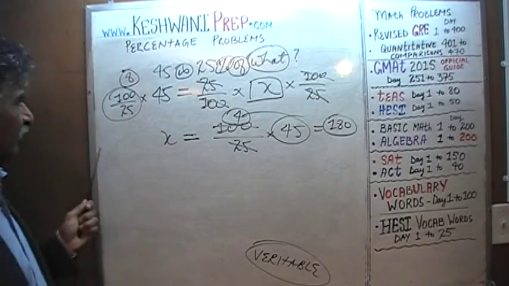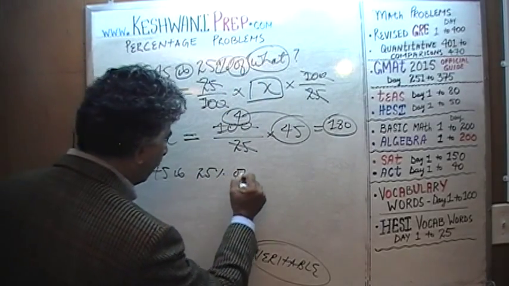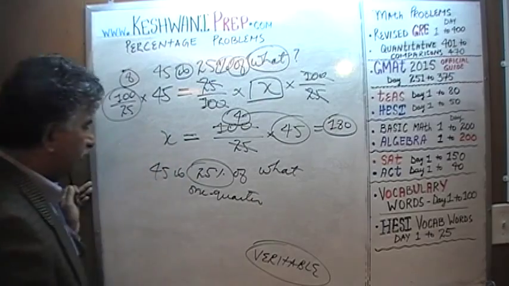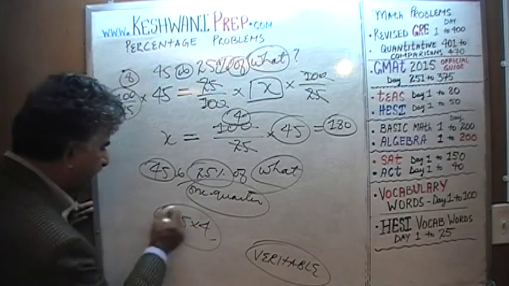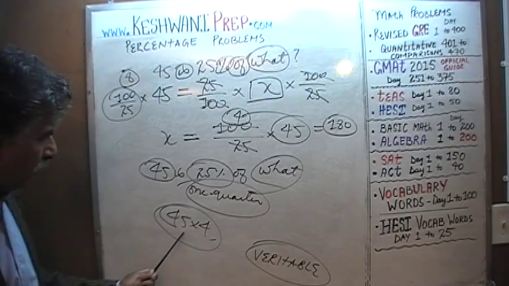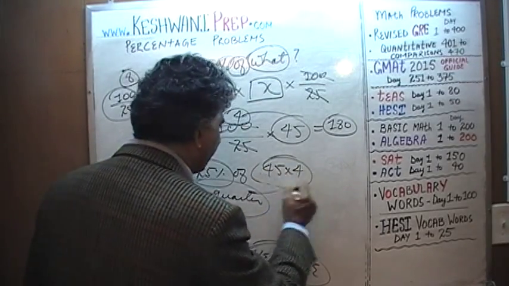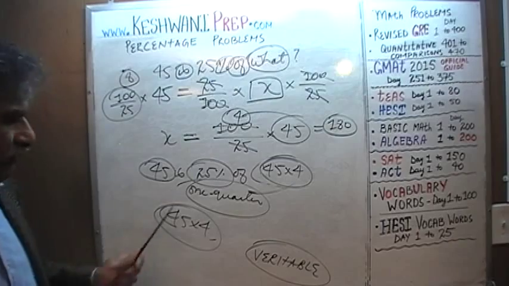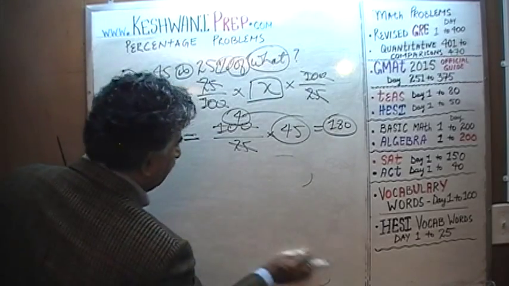But we didn't have to do all of this. The question was, 45 is 25% of what? But 25% is 1/4. So the question is, 45 is 1/4 of what? Of course, 45 is 1/4 of 45 times 4. How do I know it's 1/4 of 45 times 4? Because I'm multiplying it by 4. So if I take a 1/4 of this amount, there will be 45, of course. Which is exactly what we found here, 4 times 45.